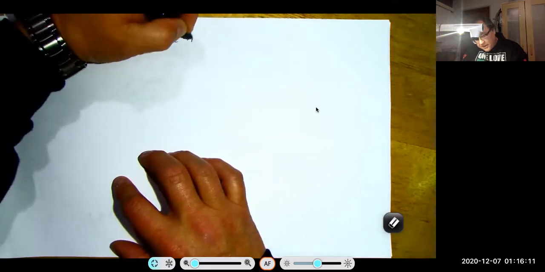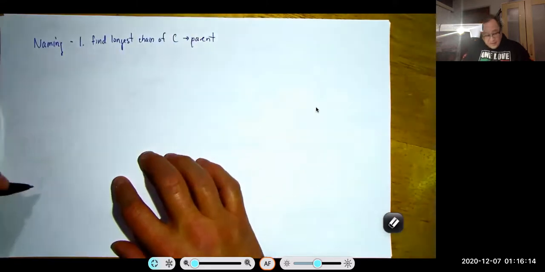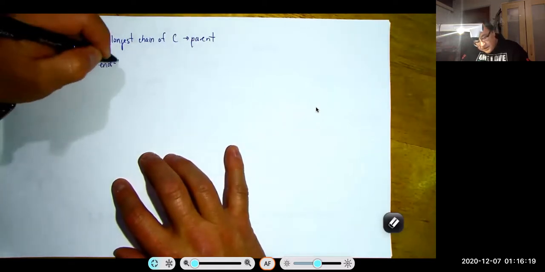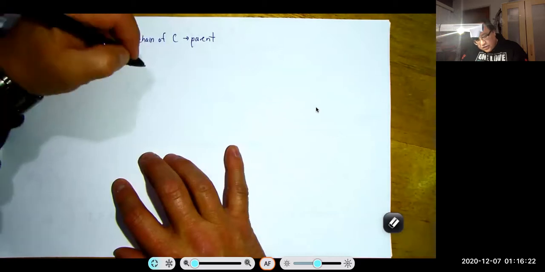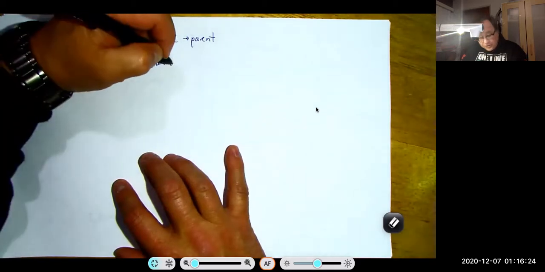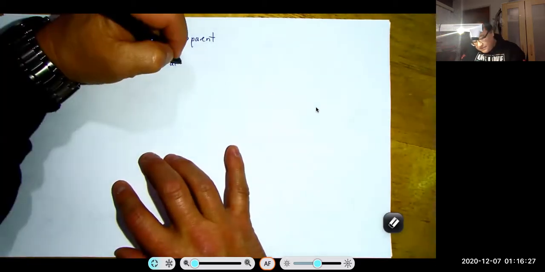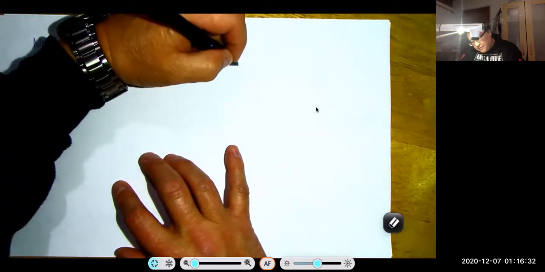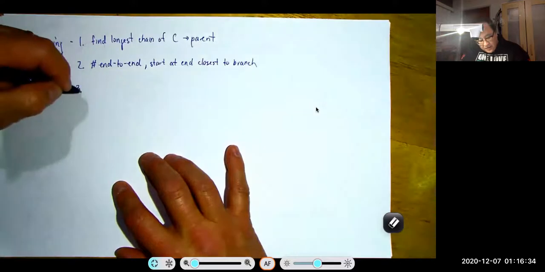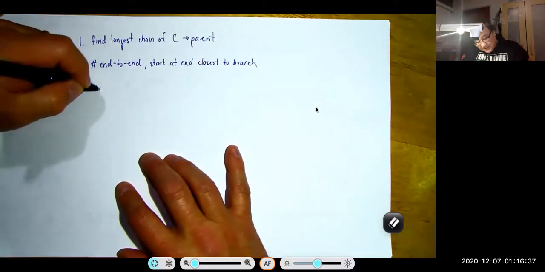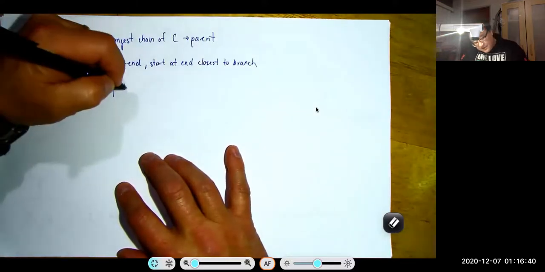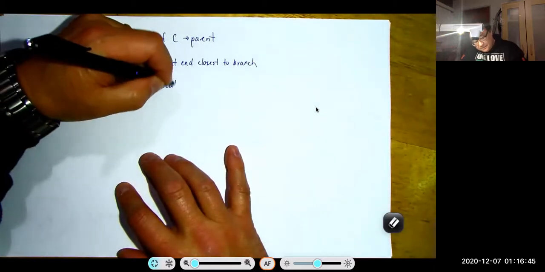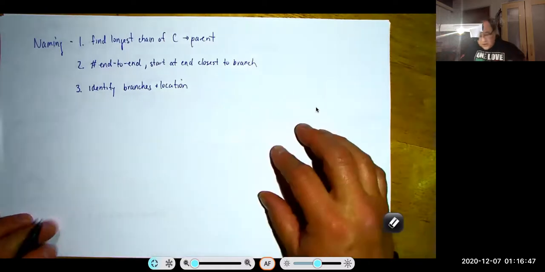And that gives you the parent name. And then 2, you number end to end, and you start at the end closest to a branch. And then you identify the branches and their location. So let's take a look at the possible branches.